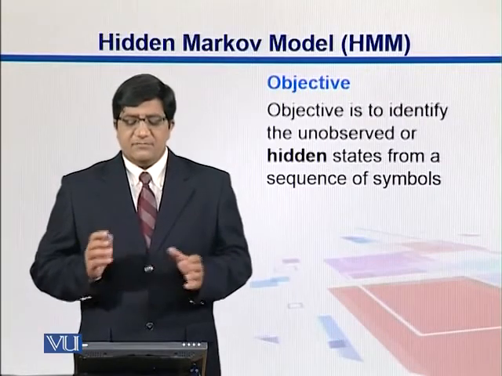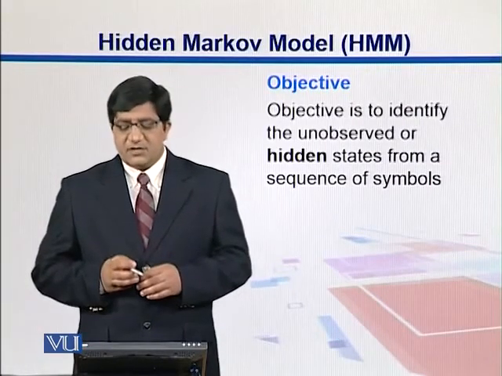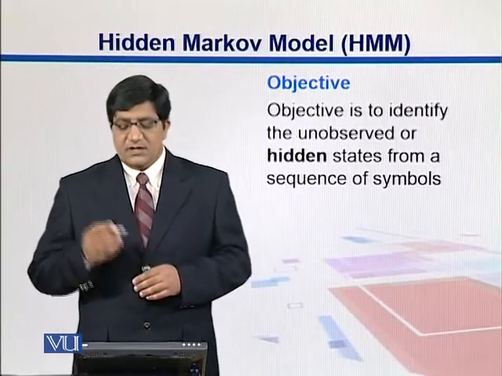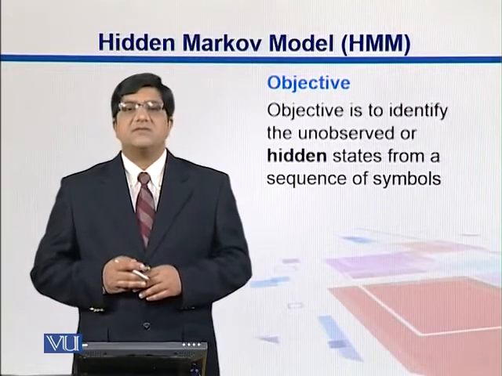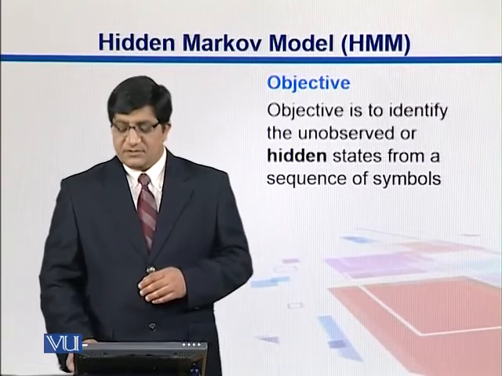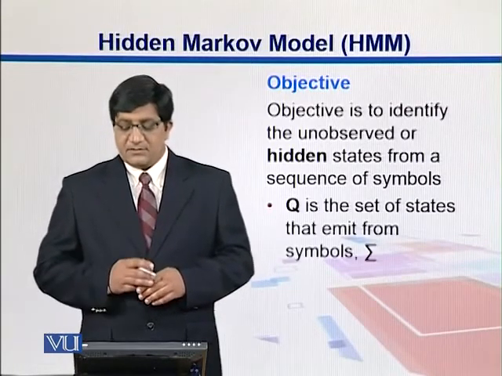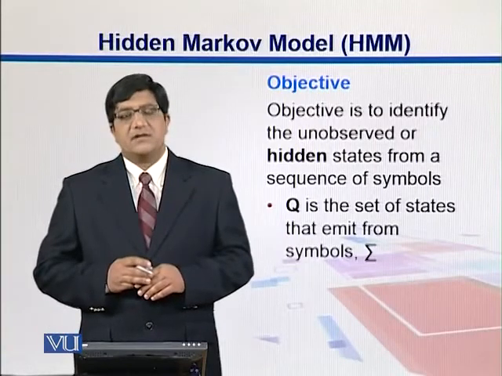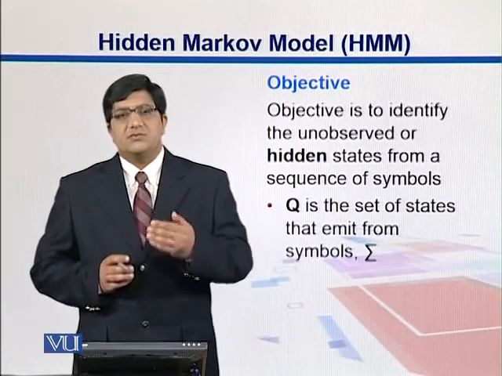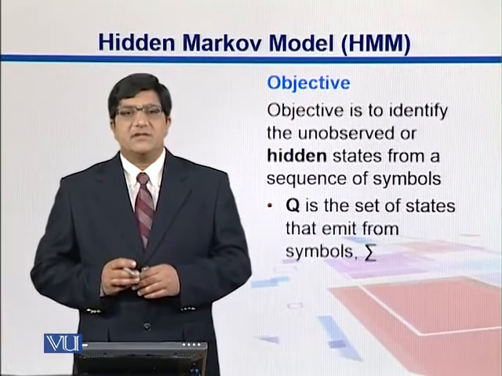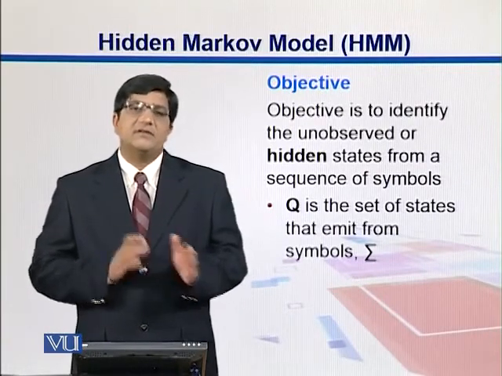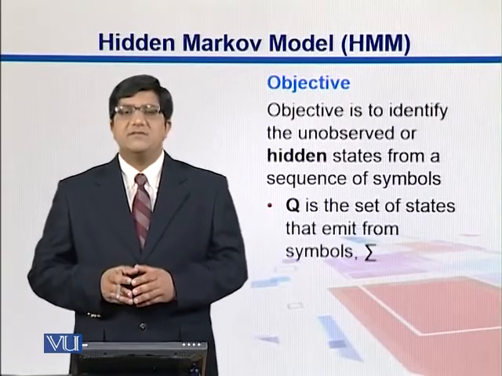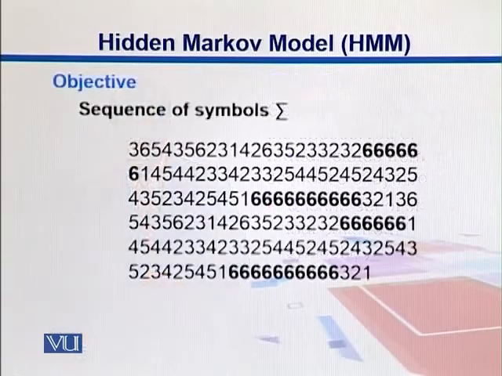The objective of learning this hidden Markov model is to identify the unobserved or hidden states from the sequence of symbols. So what we observe in nature is symbols, and our objective is to infer how many states are there just by looking at those symbols. So the states are kind of hidden. What is in front of you is a sequence of symbols.